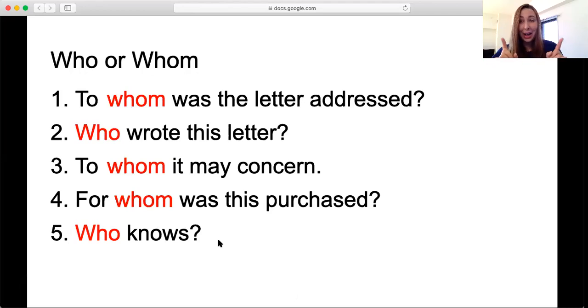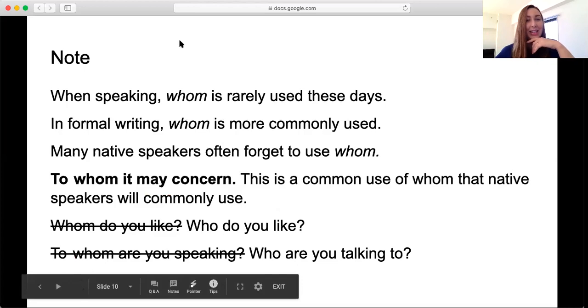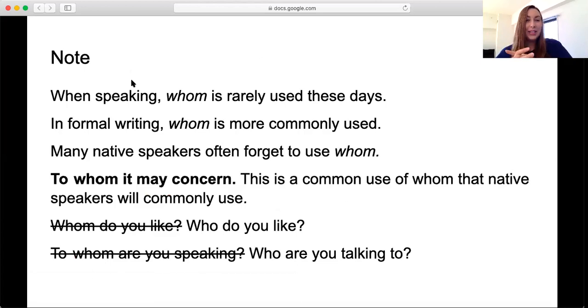Okay, now that you understand how to use it, we're going to look at some notes, okay? So when speaking, especially in American English, whom is rarely used these days. Generally, people don't talk very grammatically correct in American English. It sounds too stiff, too formal. So when we are just talking, whom is rarely used, okay?